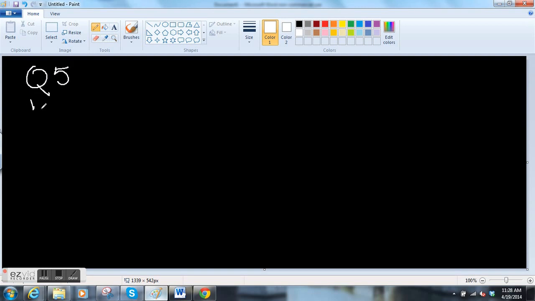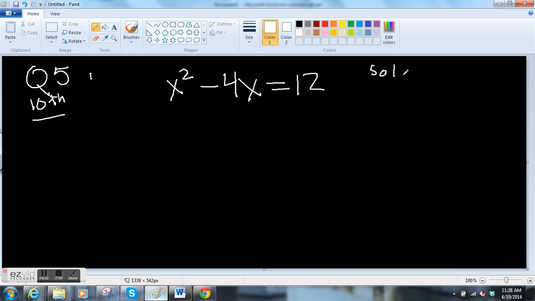So this is question number 5, and this is the 10th edition textbook. This one was not in the 9th edition, but I liked it, so I can see why they put it in the 10th edition. The question reads like this: x squared minus 4x equals 12, and it says solve by factoring. So on a test I might say solve by factoring. I guess that's not the craziest thing in the world. Sorry, it's taking me so long to write factoring.